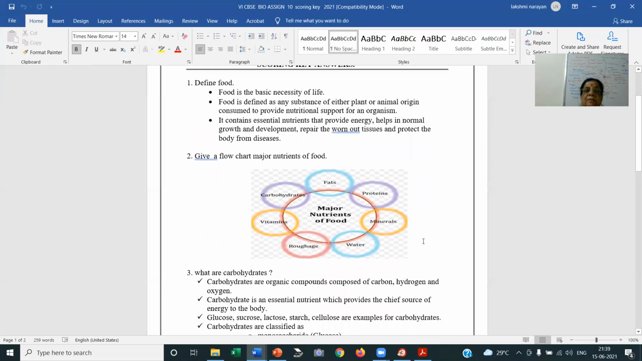Then give a flow chart for major nutrients of food. Give a flow chart, major nutrients of food. We can do it as a PowerPoint presentation. So the major nutrients of food are carbohydrate, fat, protein, minerals, water, roughage, and vitamins. I repeat, carbohydrate, fat, proteins, minerals, water, roughage, and vitamins.